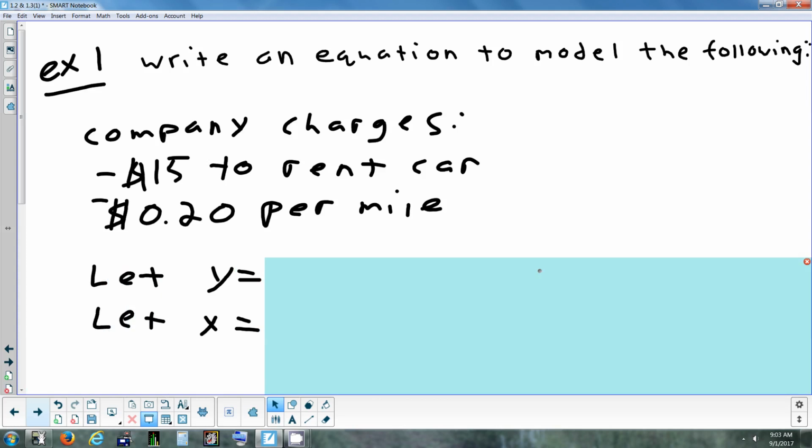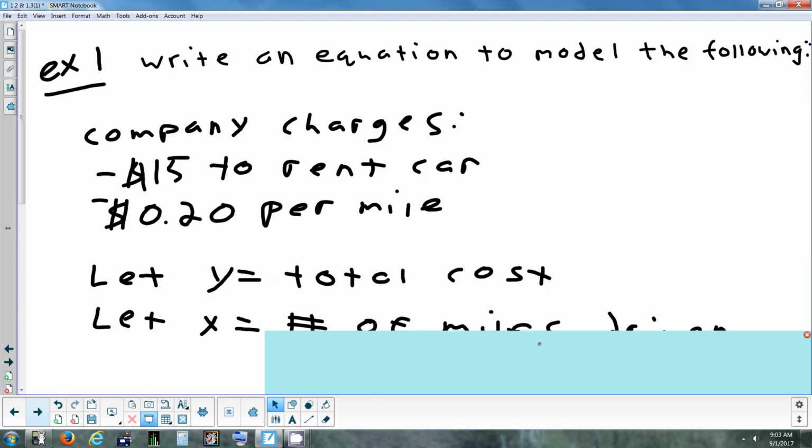Can anybody tell me which of those two things is dependent here? Is it the amount of miles or the cost? The cost. Exactly. The cost depends on, cost is dependent on how many miles you drive. How many miles you drive isn't dependent on cost. If you rent a car and you have to get somewhere, well, you've got to drive the amount of distance you've got to drive, right? And whatever it costs, that's what it costs. Okay, so cost is dependent on miles.